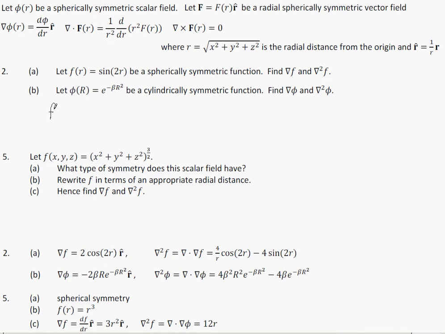So let's write that down here. f of r is sine 2r. That implies that df by dr is 2 cosine 2r, which in turn tells us that del f is going to be df by dr times r hat, so 2 cos 2r times r hat, which you see down here as the answer.